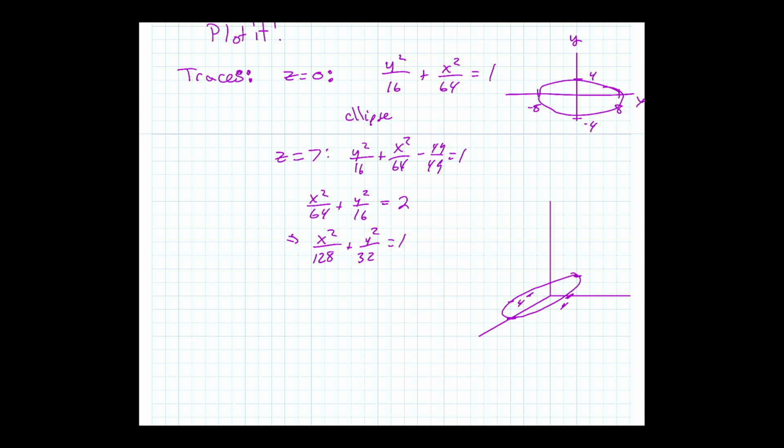So what that's telling you is if you go up here to 7, you get the same kind of ellipse as what we had here, but it's going to be bigger now. It's going to be bigger by a factor of about the square root of 2. That's exaggerated, but that's what you get, an ellipse up there.